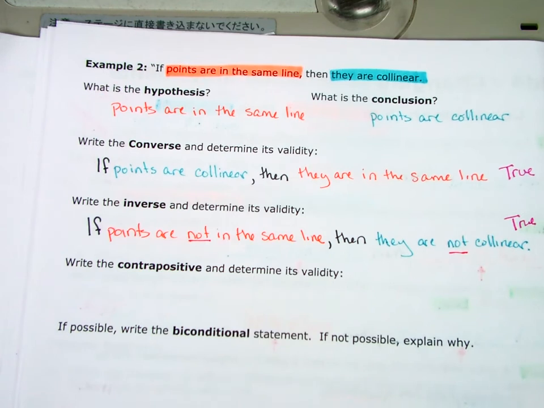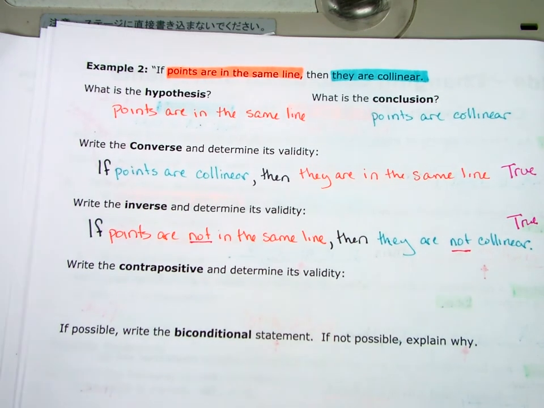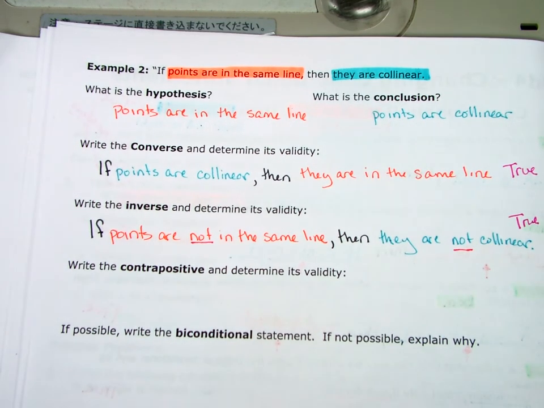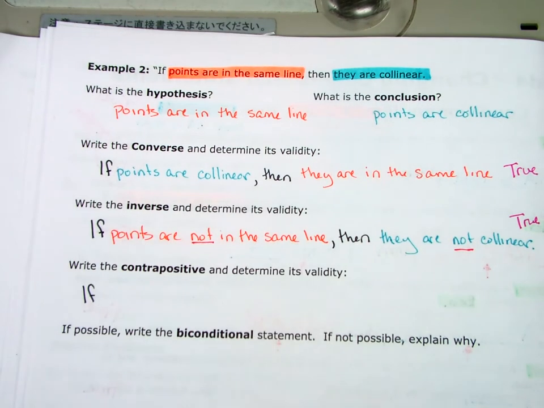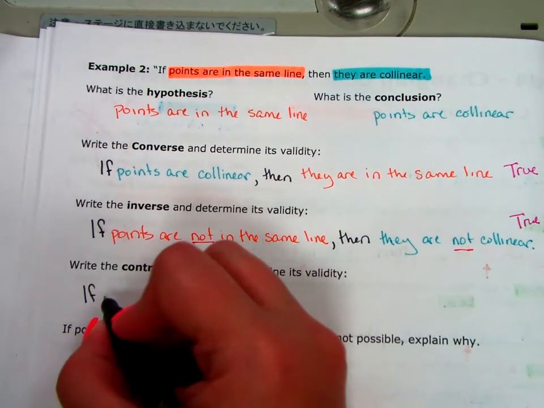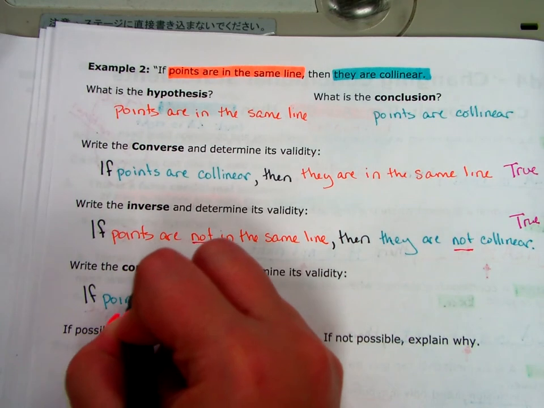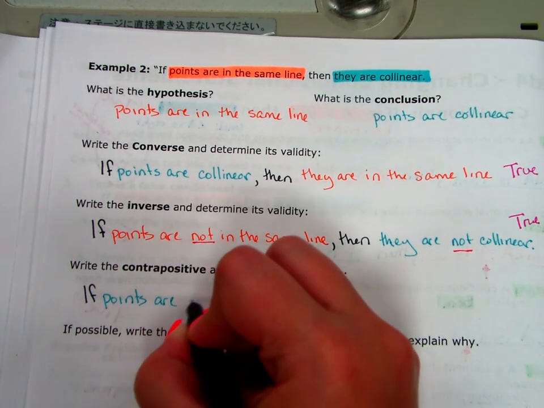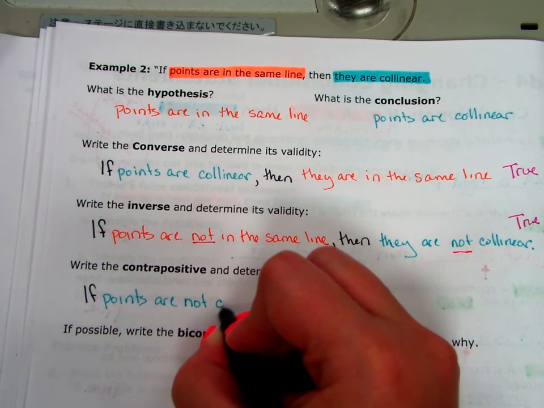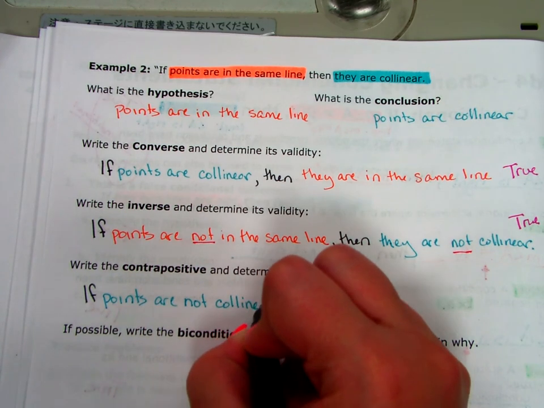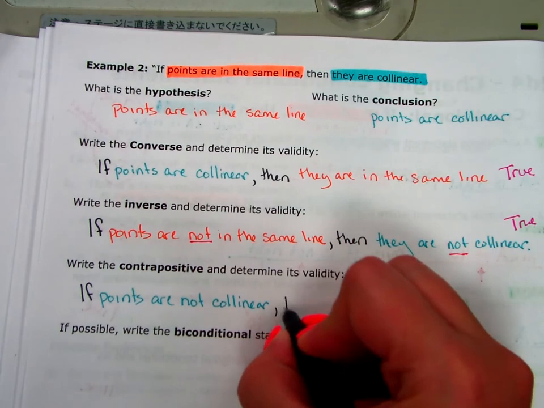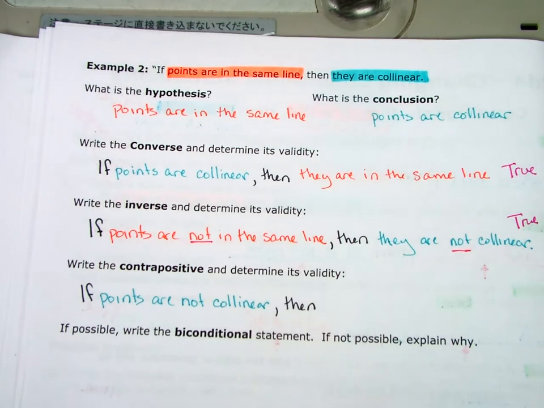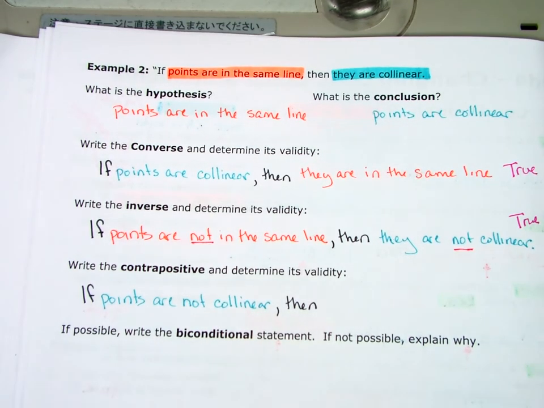Keyword for contrapositive? Both. So I need to switch it and I need to negate it. So if, what? The points are not collinear. If points are not collinear, then what? The points are not in the same line. Can we say they? Yes. Then they are not in the same line.